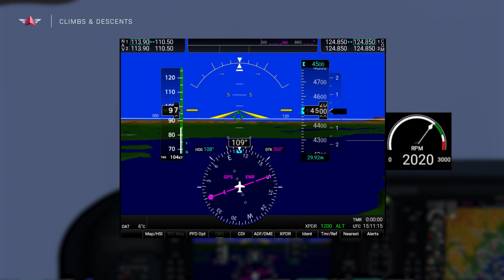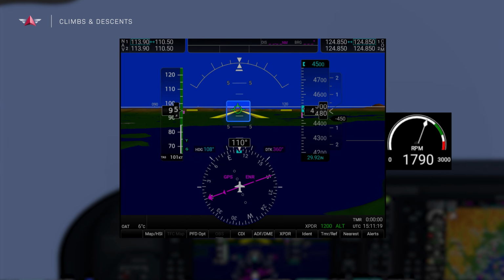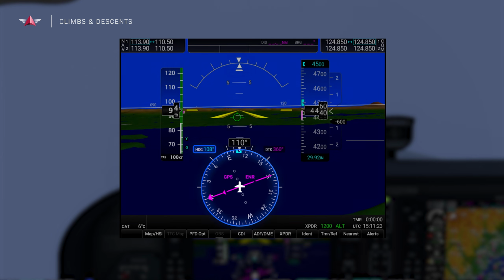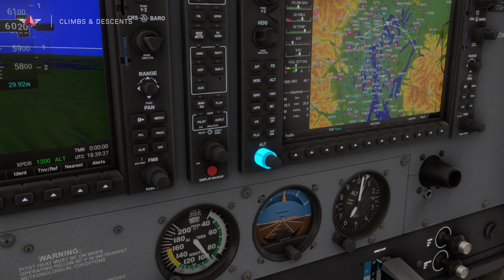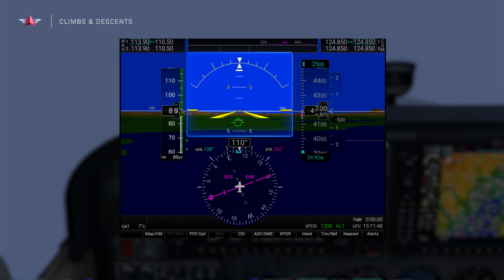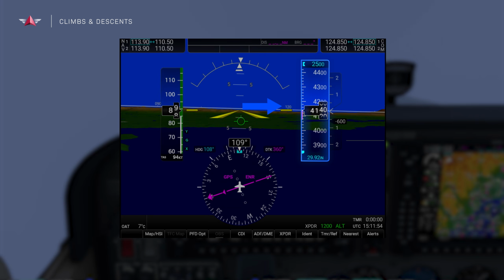We simply reduce power to 1800 RPM, reduce the pitch somewhat. We scan the coordinator and heading bug to ensure we're stable, and then we trim. The altitude bug goes down, and we keep our T-scan while we wait to arrive at the new altitude. Nice job.